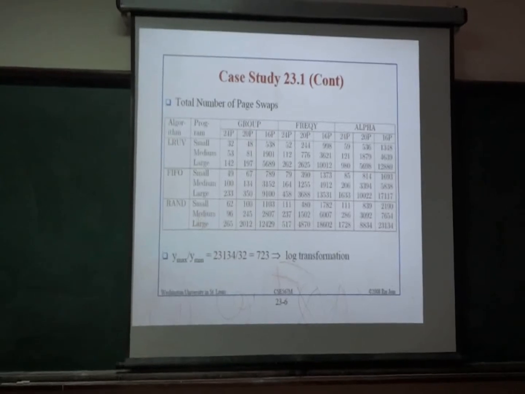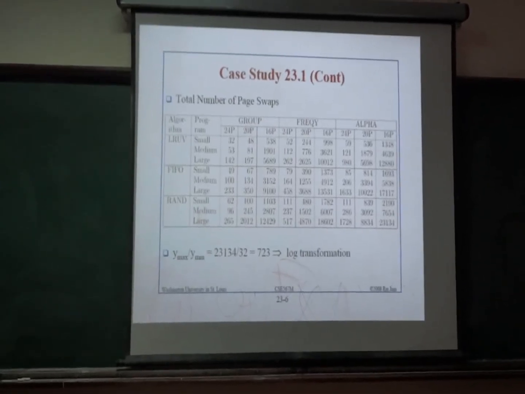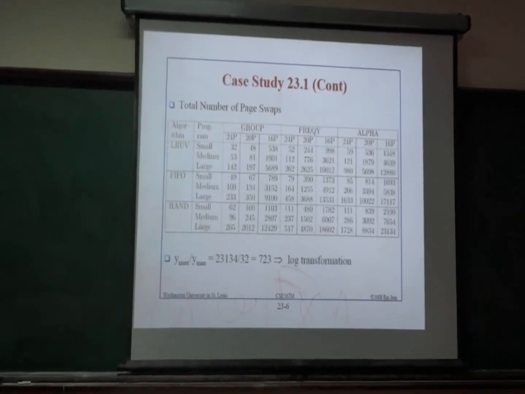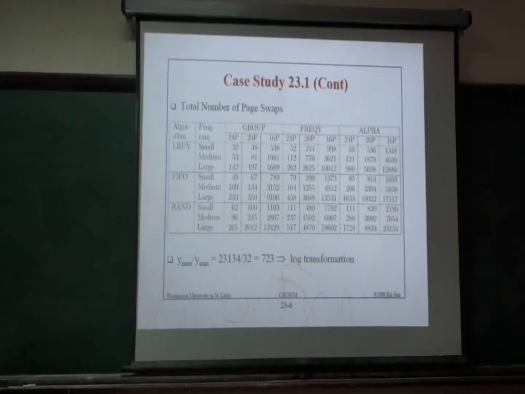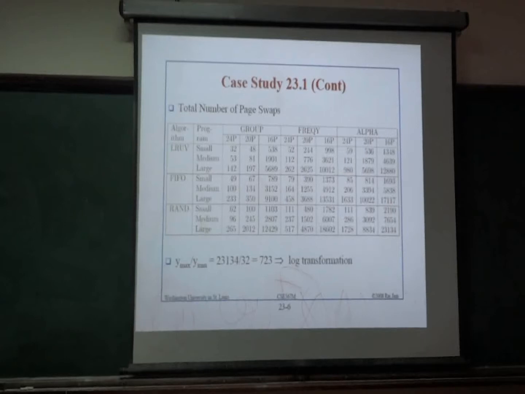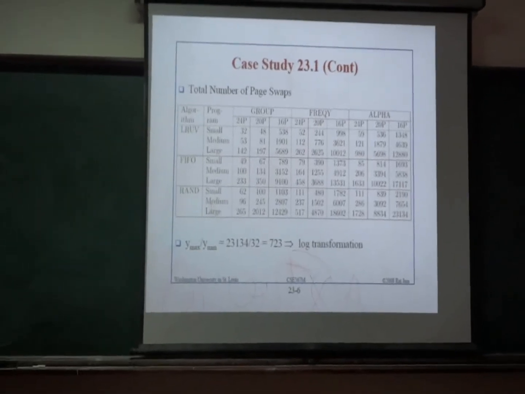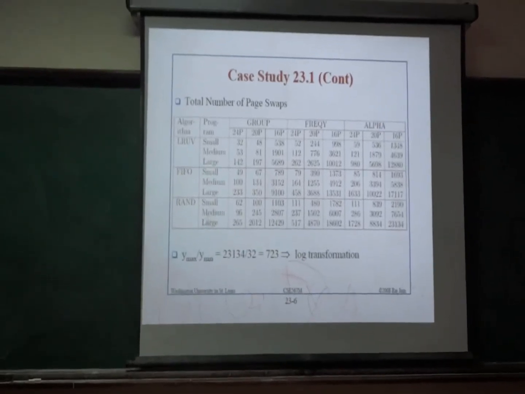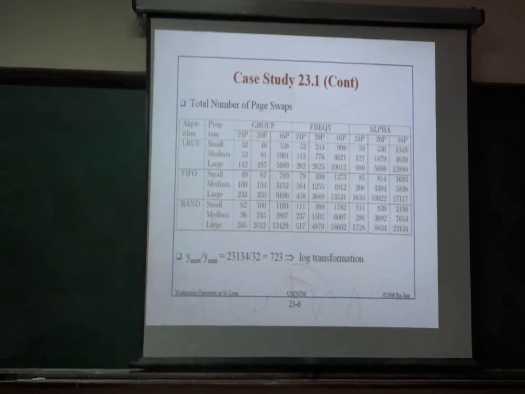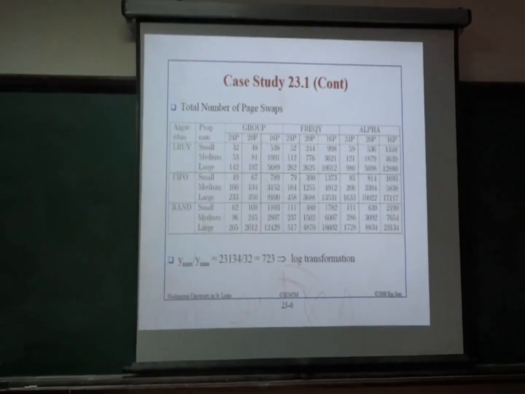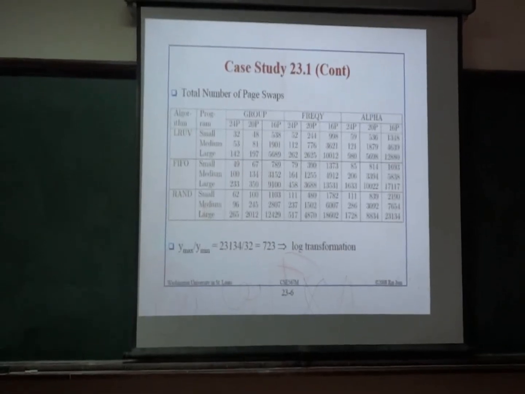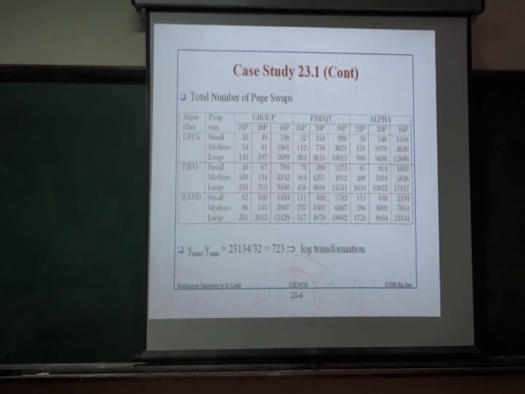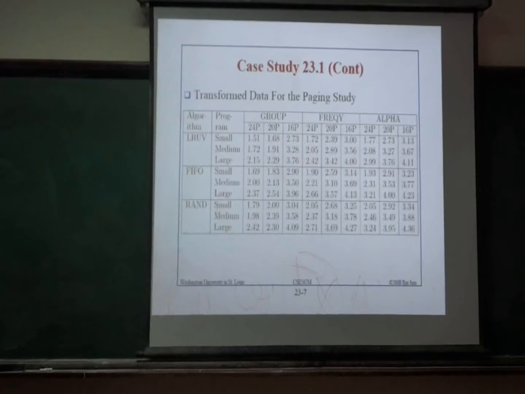It is seen from this table that the number of pages swapped has a wide range. The ratio of Ymax divided by Ymin is 23,134 divided by 32, or about 723. This suggests that we should try using a log transformation of the data. This is also confirmed by the observation that as a factor is changed from one level to the next level, the change in the response is approximately proportional to the response. A log transformation was therefore used. The transformed data, called log page swaps, is shown in this table.